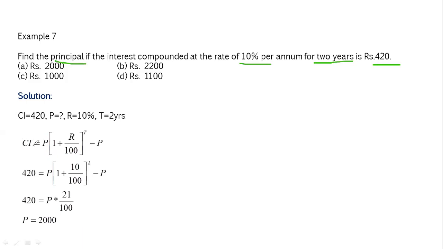So we know the formula. CI is equal to capital P in bracket 1 plus R upon 100 to the power T minus P. So just put the values and check whether you are getting 2000 or not. Okay, so what will be your answer? Your answer will be option number A. Okay, so simply check this calculation. Very simple. You can take the capital P common and do the calculation for the rest of the things.